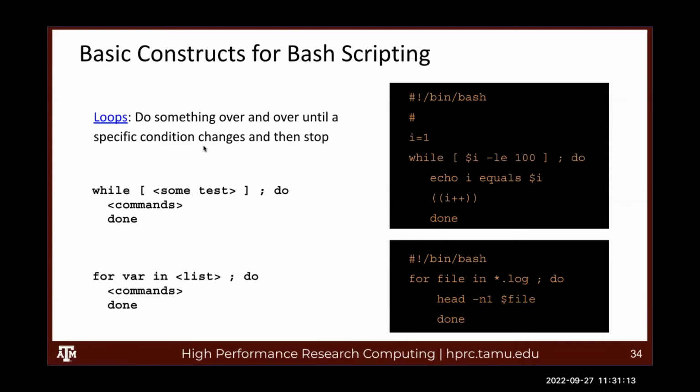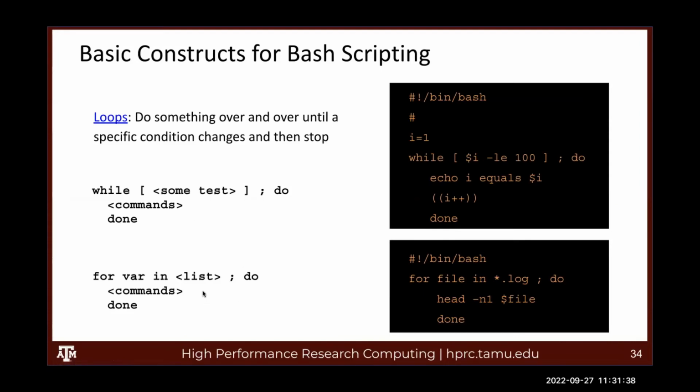Okay, loops. A loop is where it repeats a command until a specific condition is met, and then it will stop. There are two ways to do that here: you can do a while loop, or you can do a for loop. With while, you'll have some condition, do some command, and then done just tells the script where to end.